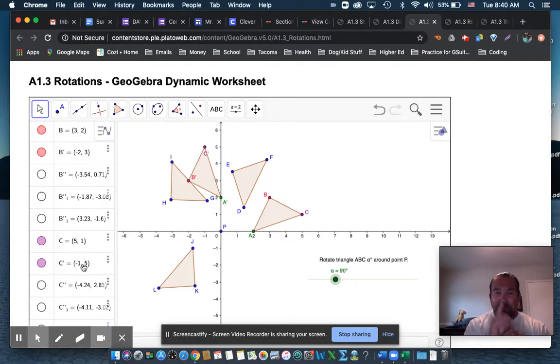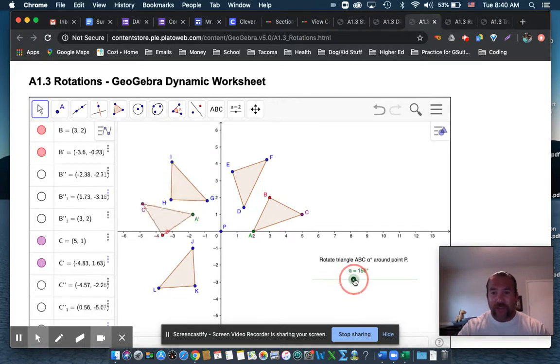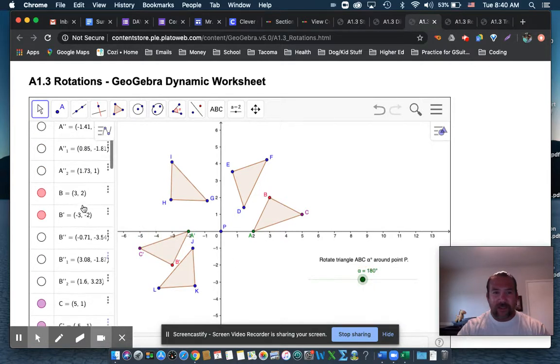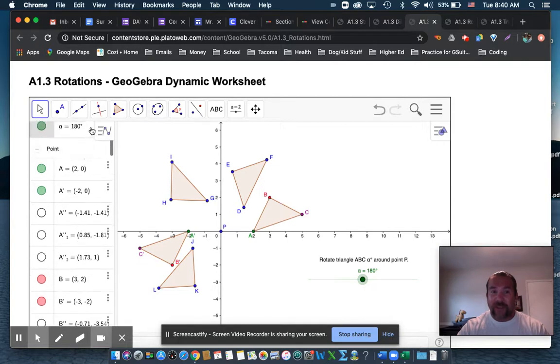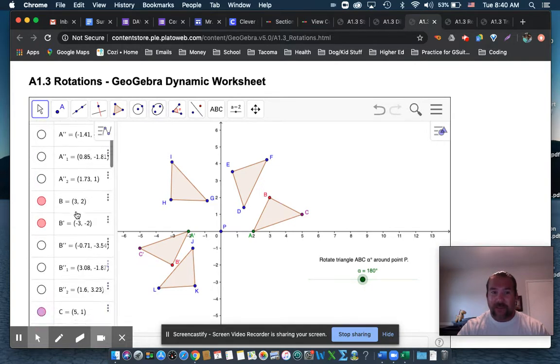Now, the way you'll know what to do is by the rules. So that is something you, again, like I said, take notes on what the rules are. Because if I go to 180, notice same numerical value, same integer values, different signs. 2, 0, negative 2. 3, 2, negative 3, negative 2. 5, 1, negative 5, negative 1.